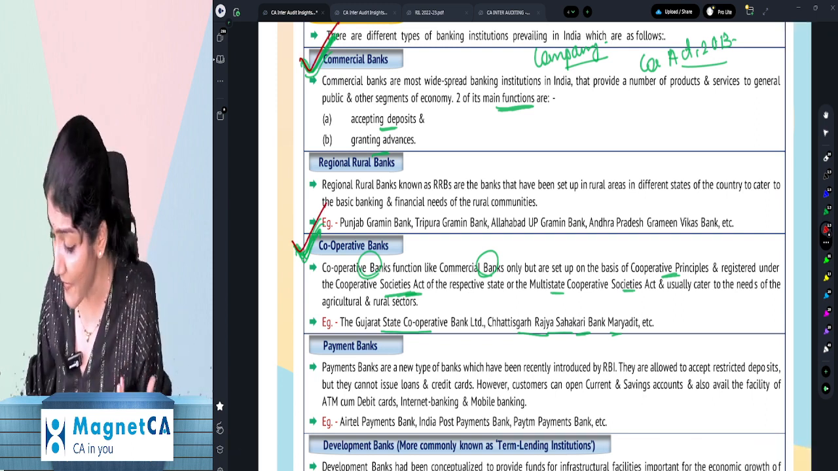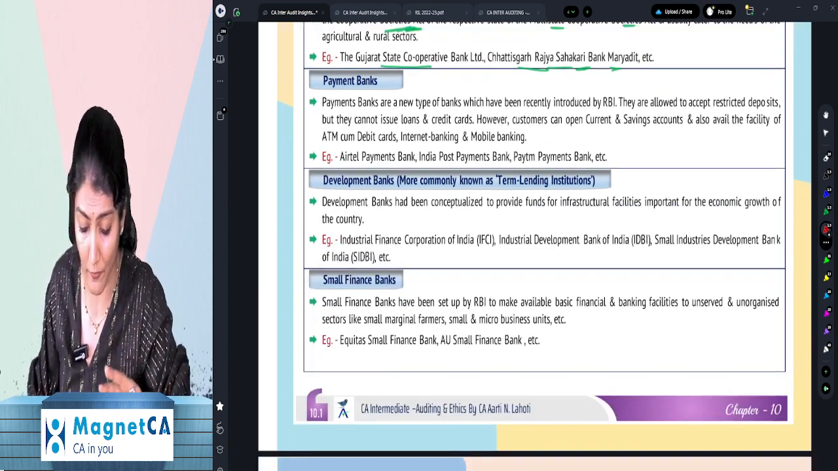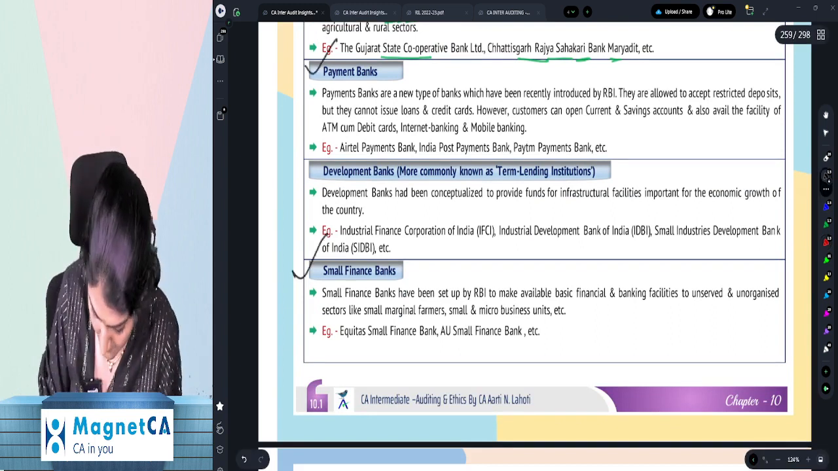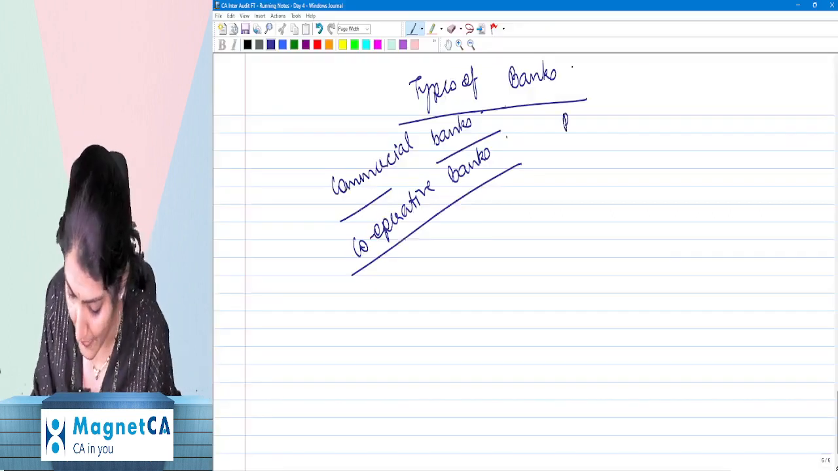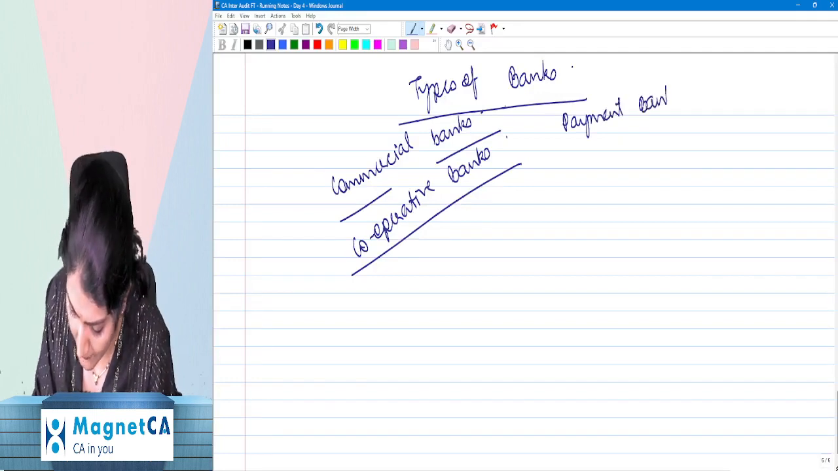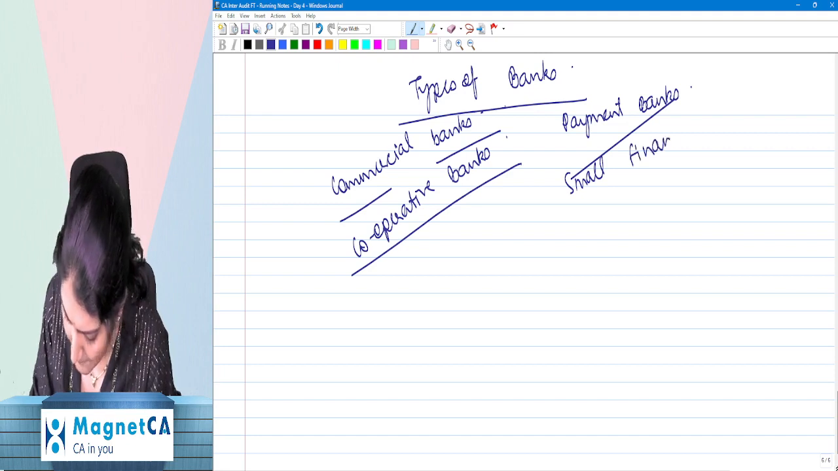Right, then after that, we now have two new types of bank which have come up, which are the payment bank and the small finance bank. Right, so the two new types of bank are the payment bank, and then you also have the small finance bank.